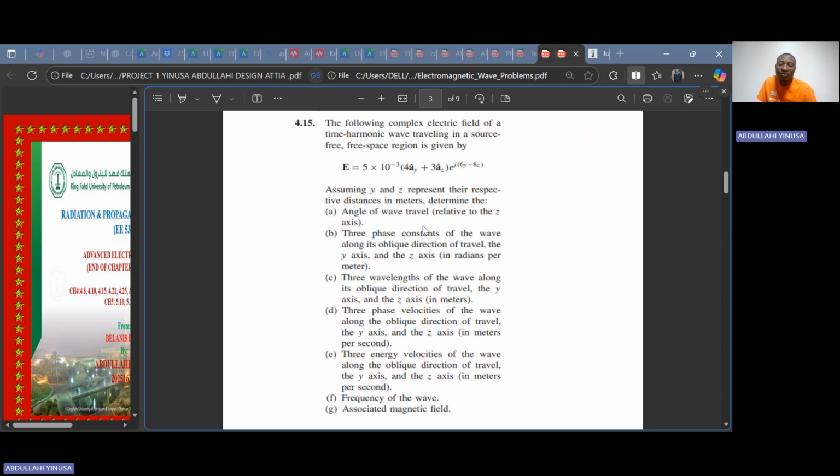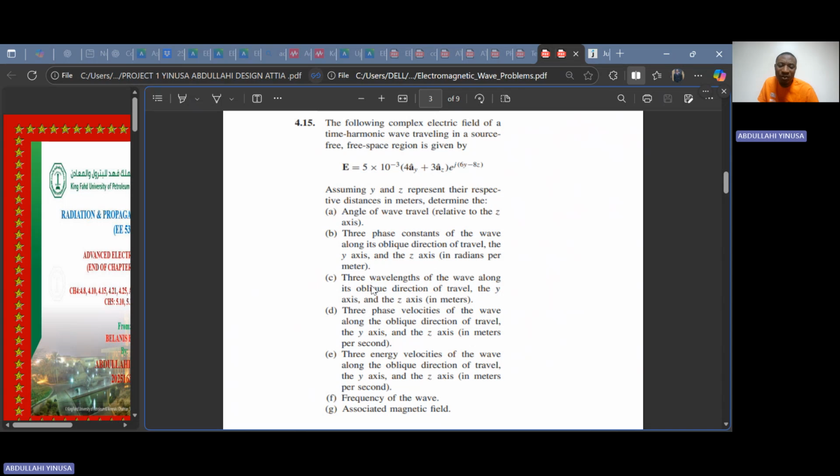So for the phase constants, we have the first one, k1, which is the square root of 6 squared plus 8 squared, that's going to be 10. That of the y axis is 6, that's the phase constant. The phase constant you're talking about is beta, and don't forget it is in rad per meter. That of the z direction is 8 rad per meter. Those are the phase constants. That of the oblique direction is 10. That of the y-axis is 6. That of the z-axis is 8.